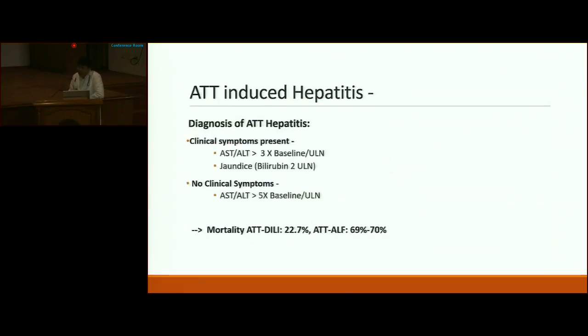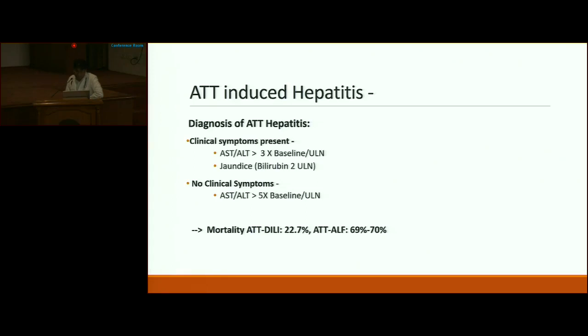There could be ATT-induced hepatitis. Diagnosis of ATT-induced hepatitis: if clinical symptoms are present, AST or ALT more than 3 times the baseline or upper limit of normal, and with jaundice, bilirubin more than 2 times the upper limit of normal.